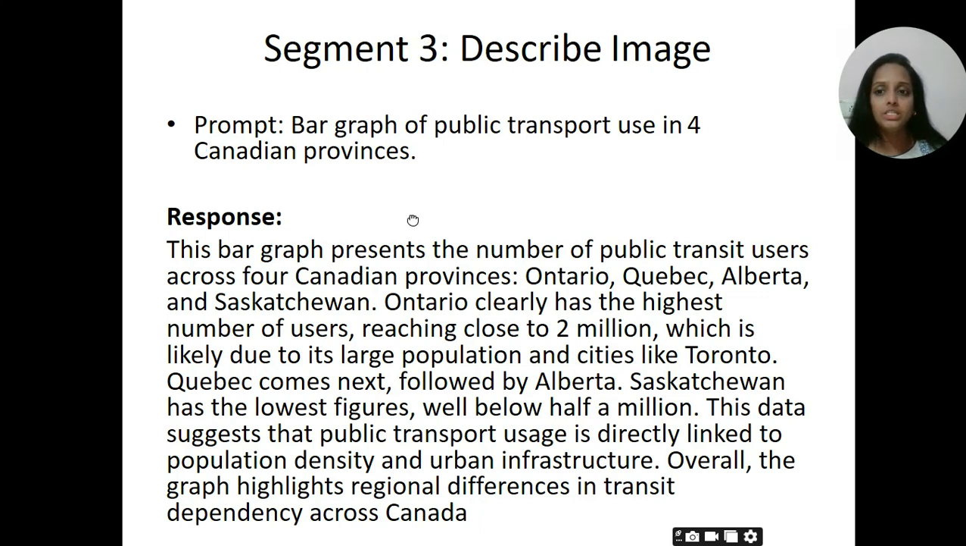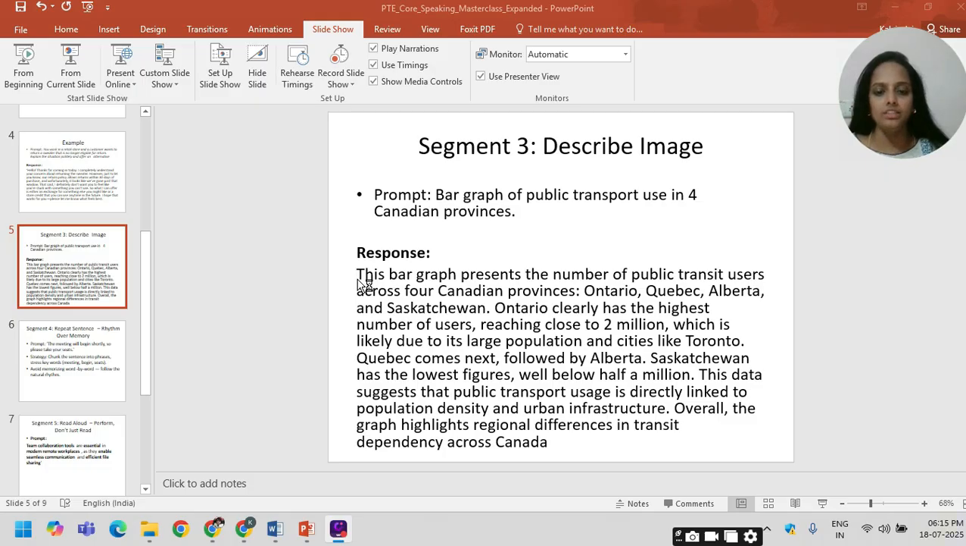The prompt is a bar graph of public transport use in 4 Canadian provinces. And this is my response. This would yield definitely a high score for you. This bar graph represents the number of public transit users across 4 Canadian provinces: Ontario, Quebec, Alberta, and Saskatchewan.